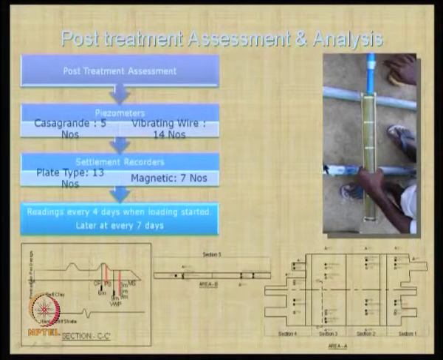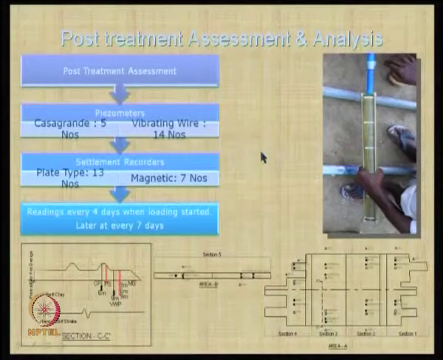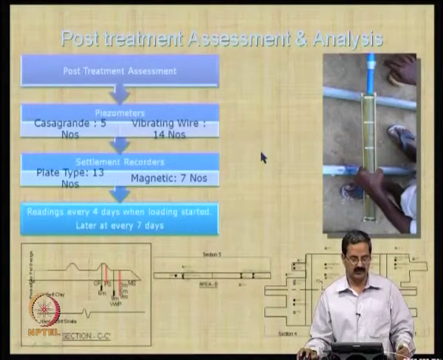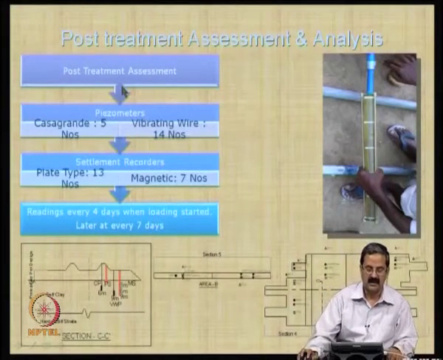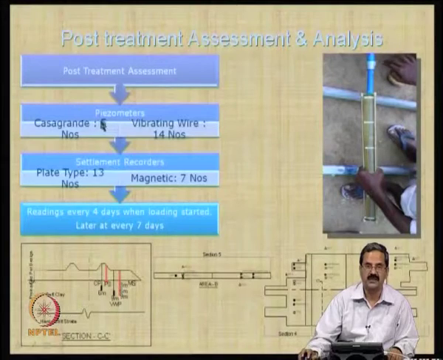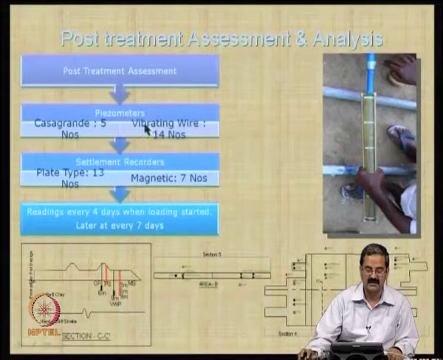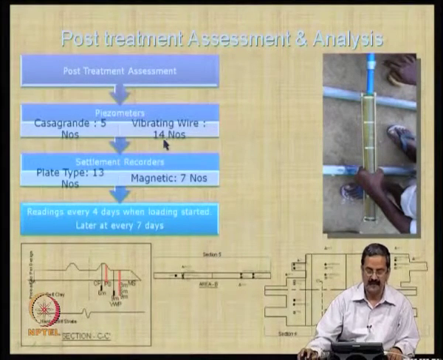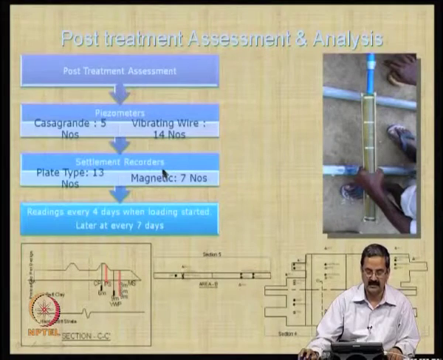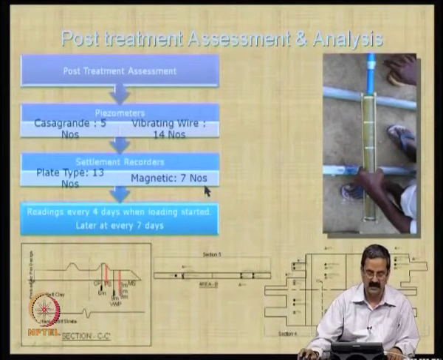Then sometimes the contractors are also expected to show that yes, their system works. So, post treatment assessment and analysis is a very important part of the project that they have done. In fact, they have used piezometers, Casagrande type we have 5 numbers, then vibrating wire 14 numbers, and they have settlement recorders, plate type 13 numbers, magnetic 7 numbers.